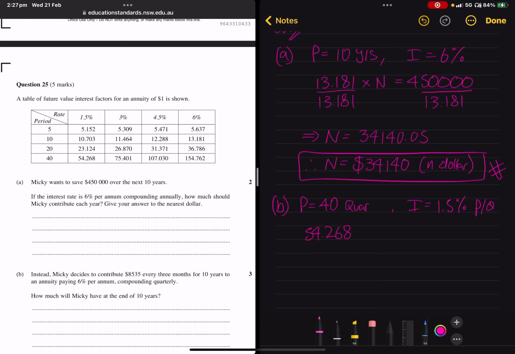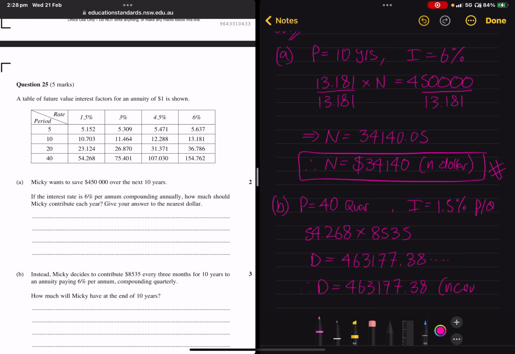So this multiplied by the number of dollars is going to be how much you'll have at the end of the 10 years. So this times 8,535 is going to equal 54.268 times 8,535. My calculator tells me this is 463,177.38... So how much will Mickey have? He will have, let's call this D, D, the amount he'll have at the end of the 10 years will be $463,177 and 38 cents, to the nearest cent.